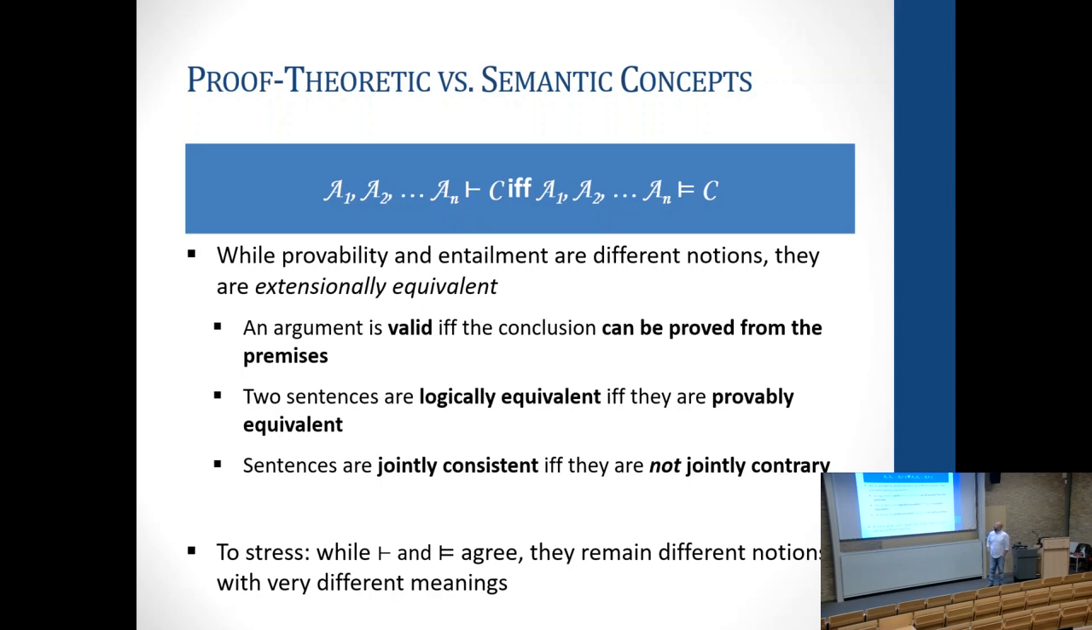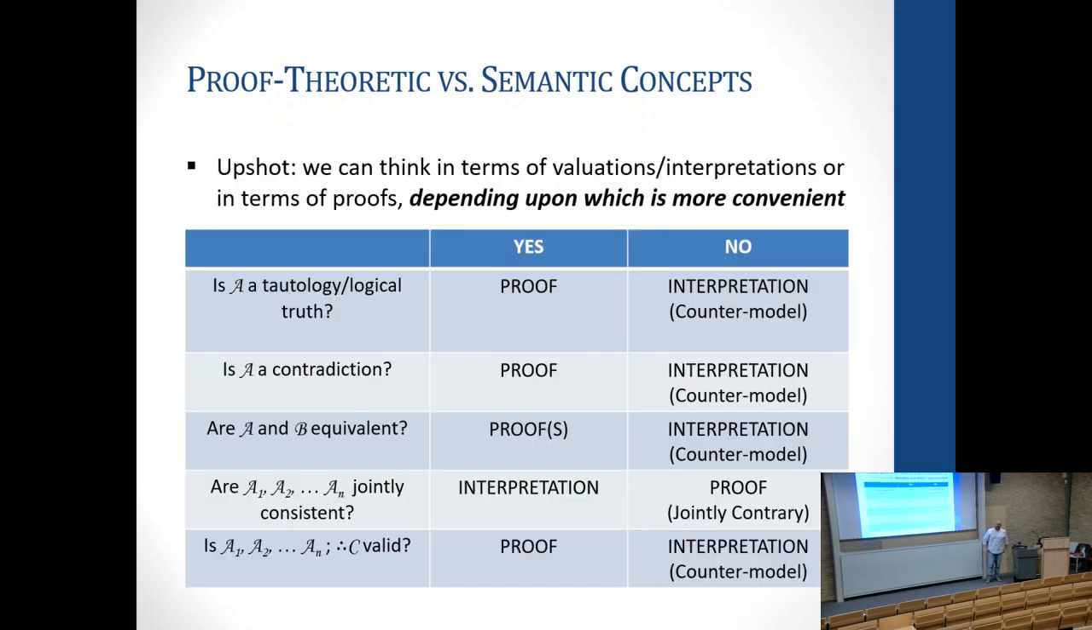We couldn't show that an argument was valid. Now we can. We build a proof. We couldn't show that two sentences were logically equivalent. Now we can. We give two proofs to show that they're provably equivalent. There's the Death Star. If we want to show that a sentence is a logical truth, cool. We prove it's a theorem.